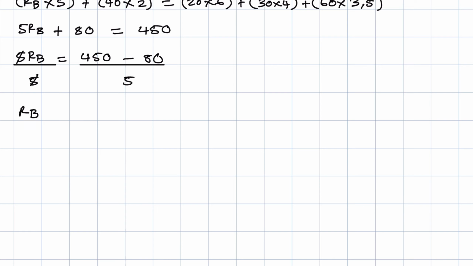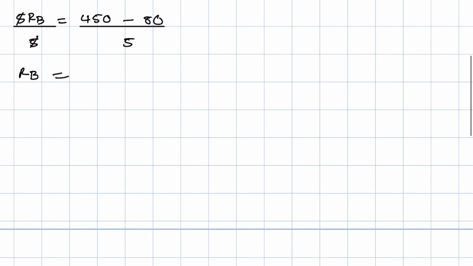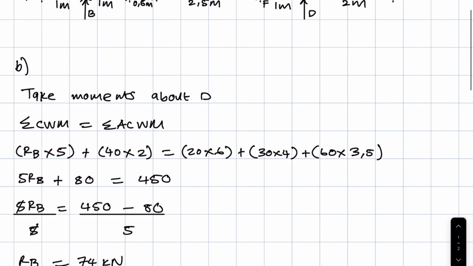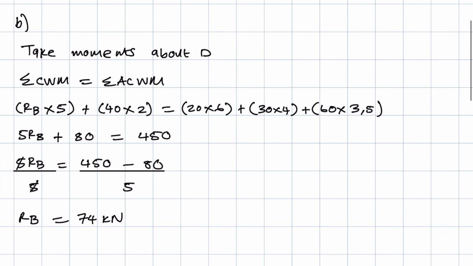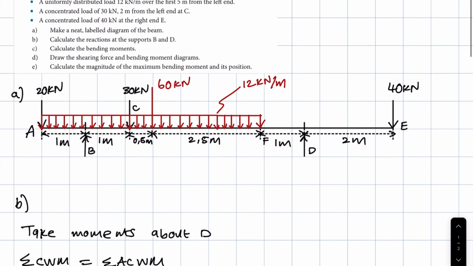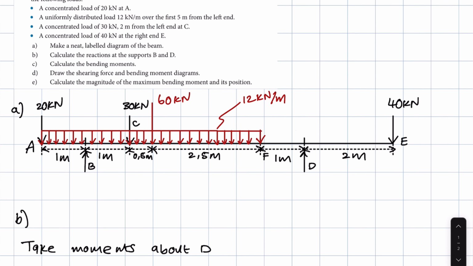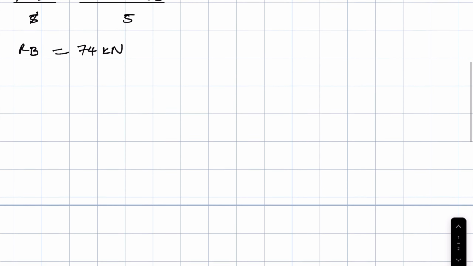Therefore RB is equal to us. Now if you punch this in, you are going to get 74 kilonewtons, right? So we now have the reaction at support B. To get the reaction at support D, we are now going to take moments about what? About B, and look at the turning effect each of these forces have towards point B, right?